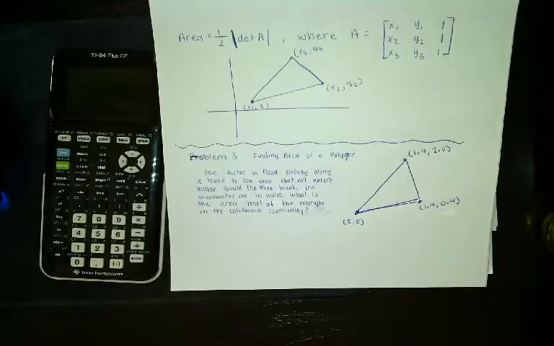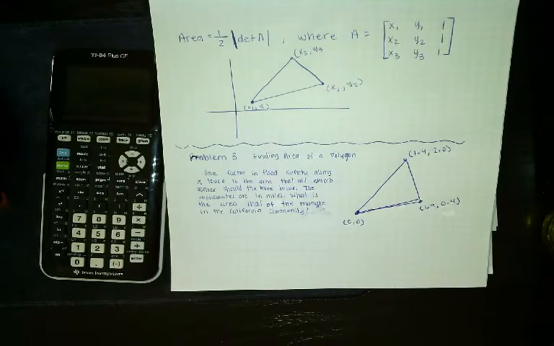All right, and again, pause this video, write problem 3 down, and then when you're ready, go ahead and play it, and I'll go over it with you. So problem 3, finding the area of a polygon. One factor in flood safety along a levee is the area that will absorb water should the levee break. The coordinates are in miles. What is the area of the triangle in the California community? This is along a river, and they want to know the area that will absorb the water.